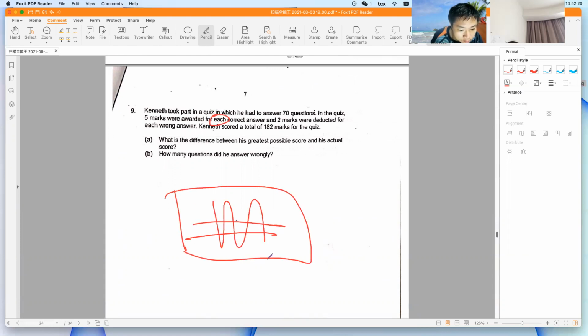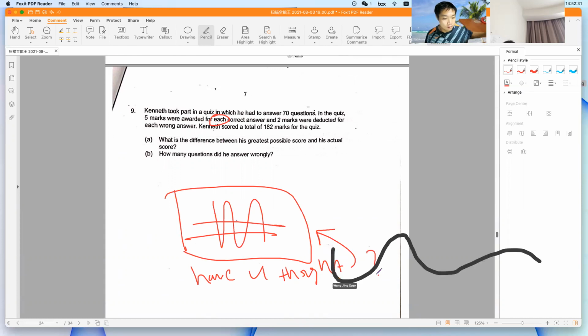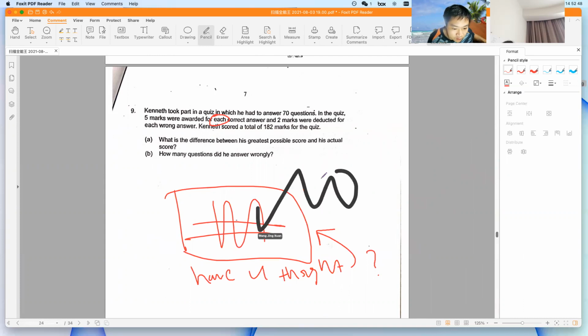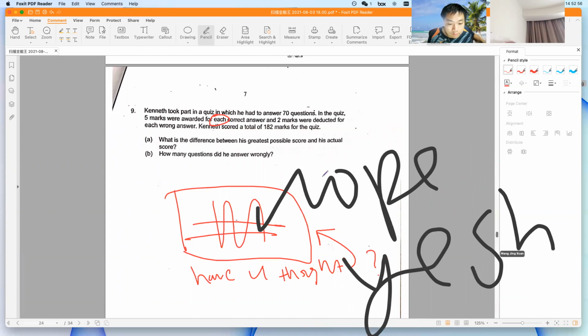Table method. Have you thought of this table method? Or you use the table method already, but still you get it wrong? Some more. This is a yes or no? Maybe. You use the table method and you still get it wrong? No. Okay. First thing first. No. So you never think of the table method. Okay, then you deserve to be wrong.